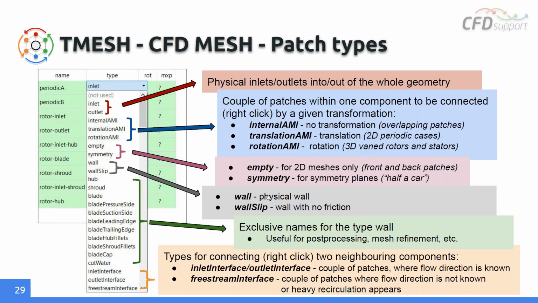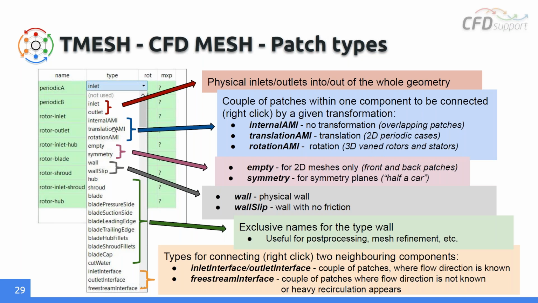I think there is a description of what each part means here, and it's pretty straightforward. For the physical inlet and outlet, there is the boundary type inlet or outlet. It means the physical inlet or physical outlet. It's not used for connections, but it's really the first inlet into the domain and the outlet from the domain. Then there are the AMI types, internal translational and rotational AMI. Arbitrary mesh interface is the abbreviation for AMI, and it is used for connecting two patches, two boundaries together.